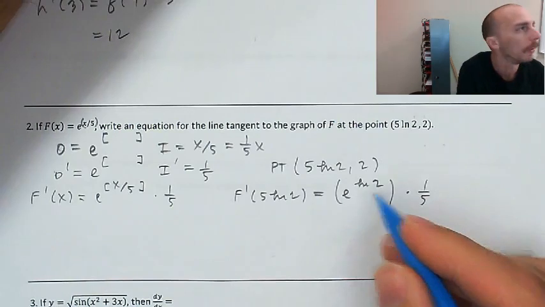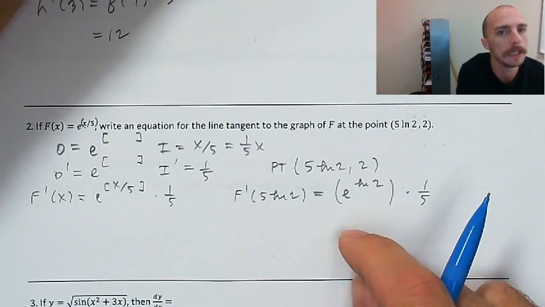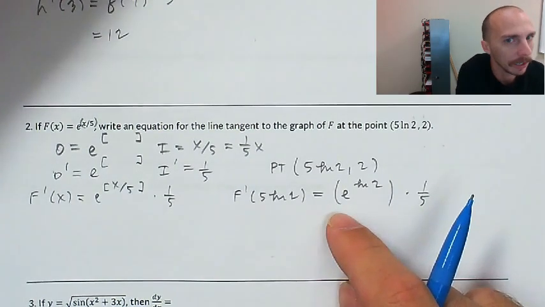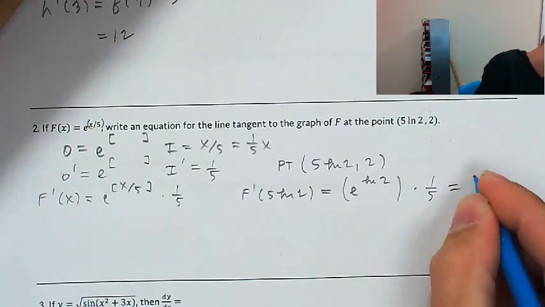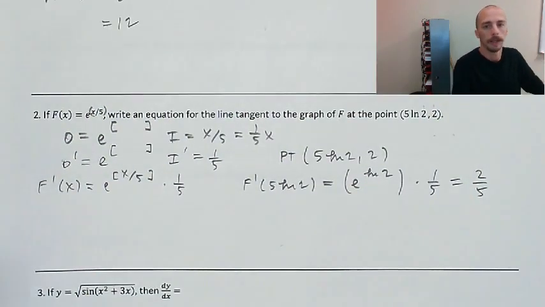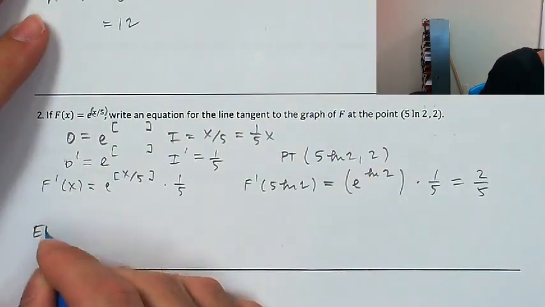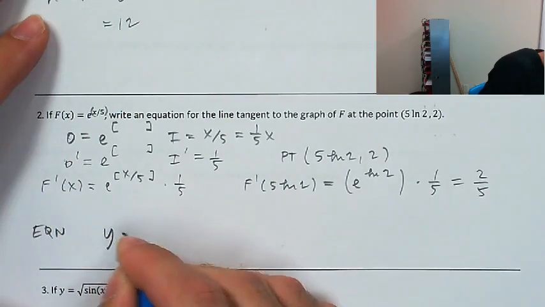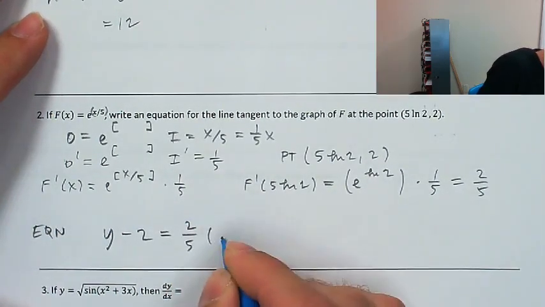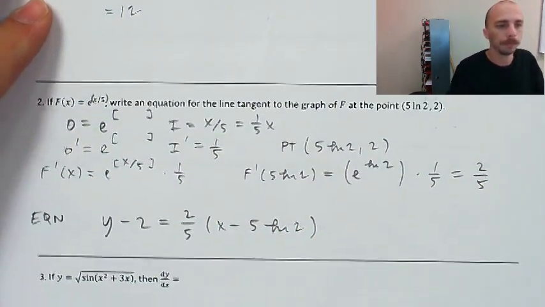And the reason why that's 2 is, think about this. Log of 2 is the special exponent that we put on e to get 2. So if I put that special exponent on e, I'm going to get 2. And so I'll have 2 times a fifth is 2/5. And now that I've got a point and a slope, I'm ready to write my equation. So it's going to be y minus the y coordinate is equal to the slope times x minus the x coordinate.